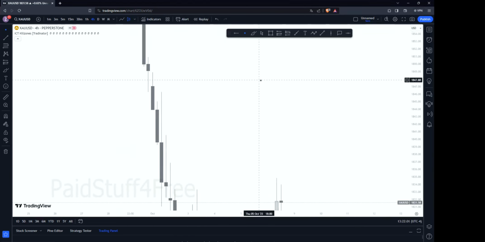Basically, always use Pepperstone for analyzing gold. Pepperstone is the way to always analyze gold. It's the most accurate. These gaps are real price gaps. When you go to forex.com or Oanda, these brokers just fill these gaps with random price. So that's not really the real price.